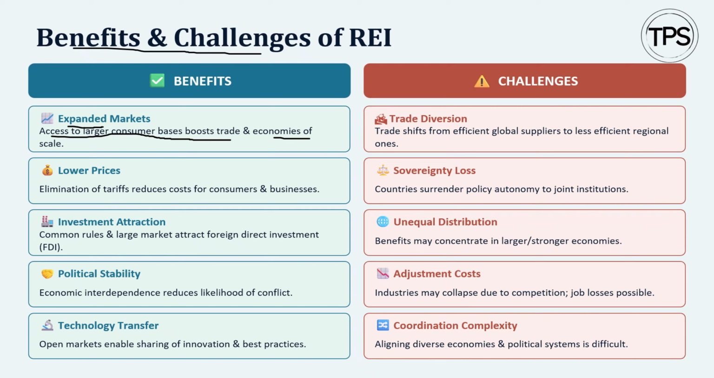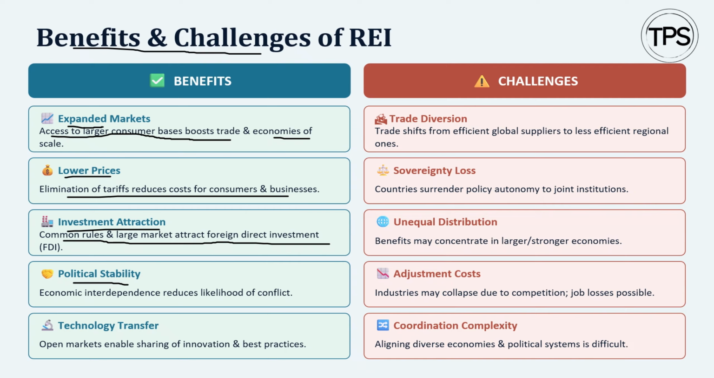Second is lower prices. Elimination of tariffs reduces cost for consumers and businesses also. Like when the tariffs are there, the prices of the goods increase, but because tariffs are not there, the prices go down. That's why lower prices. Then investment attraction: common rules and a large member market attract foreign direct investment also, because there are no barriers or fewer restrictions. So companies from abroad also want to invest in the country. So that's why there is investment attraction also.